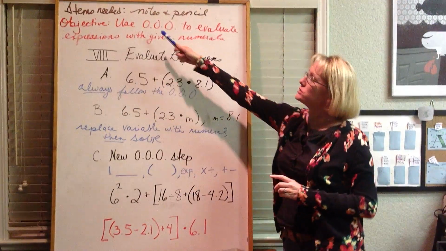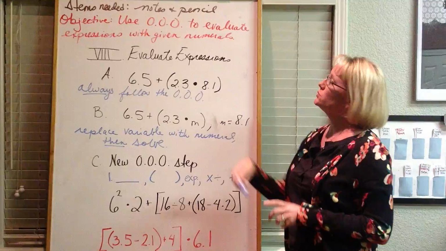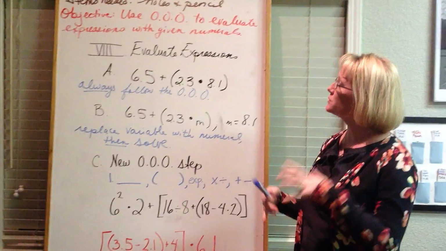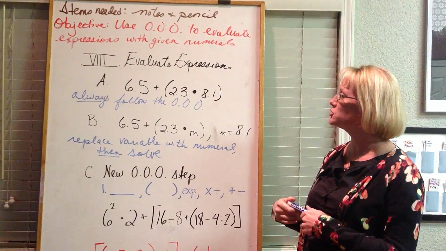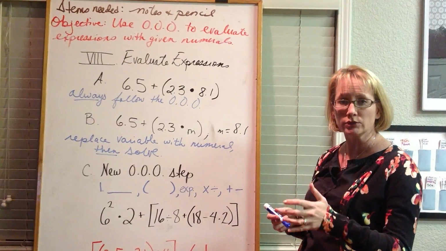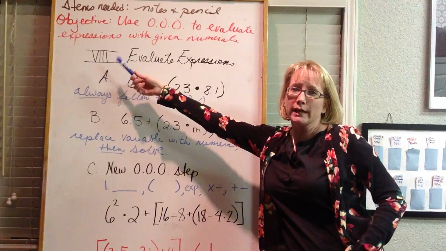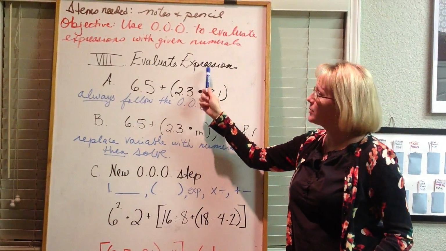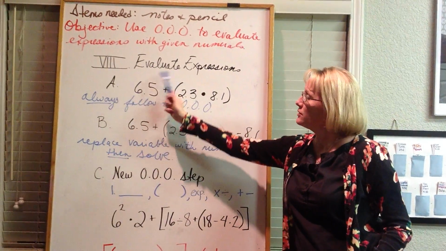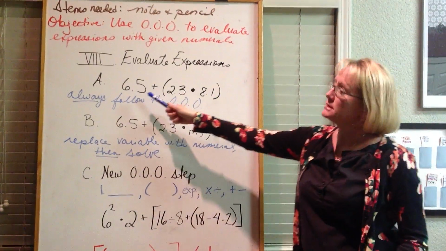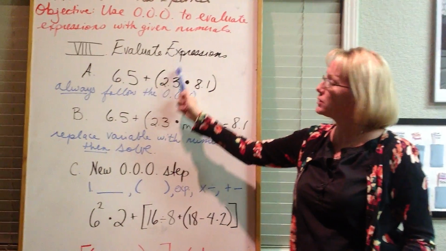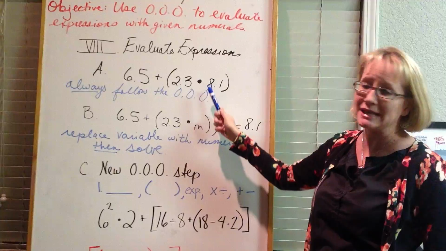Our objective is to use the order of operations to evaluate expressions to solve math problems with given numerals, meaning sometimes you're going to be missing numbers, but they'll give them to you, and then you have to solve with those. So use your Roman numeral 8. Evaluate expressions, and letter A, this is just your basic one. 6 5/10 plus parentheses 2 3/10 times 8 1/10.